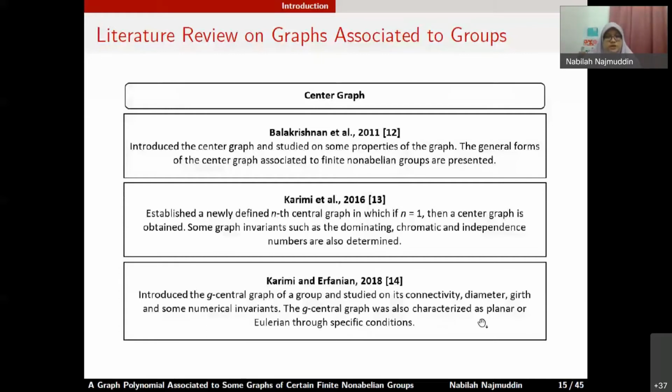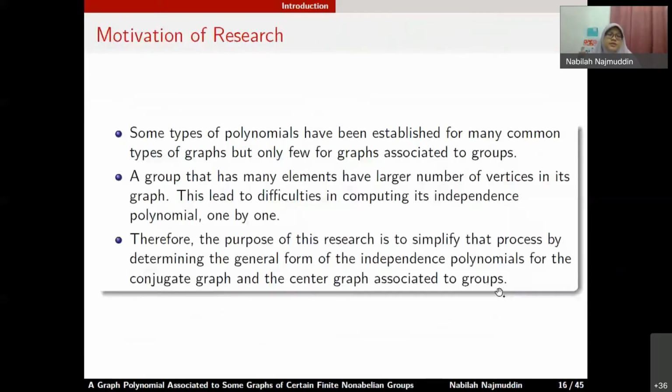My motivation for research comes from all this literature review, in which I saw that many graphs related to groups are studied and focus on finding graph invariants such as number of vertices, number of edges, independence number, clique number, and there are also researchers on graphs of groups that find the topological indices and also find the energy, Laplacian energy, spectrum, and so on.